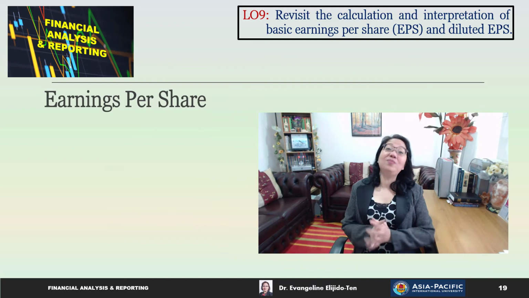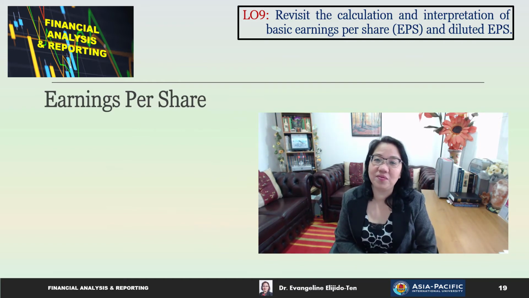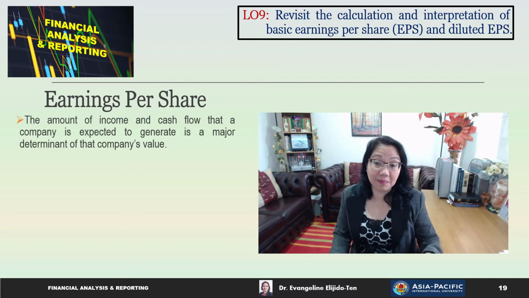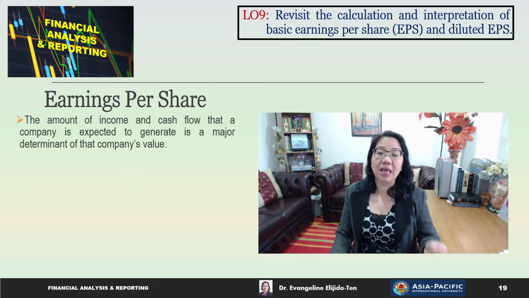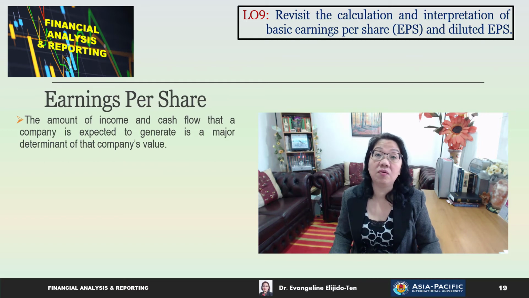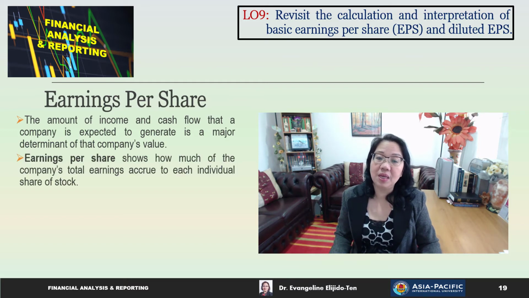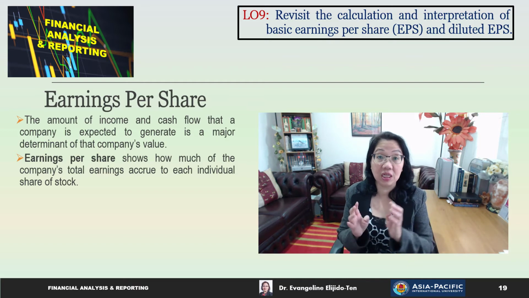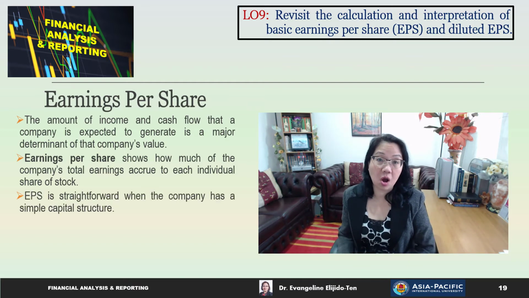So now we'll move to the last learning objective, and this is where we will revisit the calculation and interpretation of basic earnings per share, EPS, as well as diluted EPS. The amount of income and cash flow that a company is expected to generate is a major determinant of the company's value. EPS shows how much of the company's total earnings accrue to each individual share of stock.